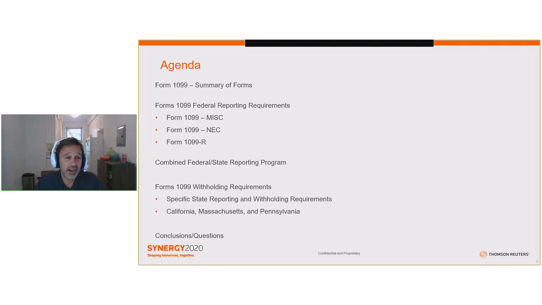So for our agenda today, we will quickly cover a variety of different 1099 forms that are available. But our focus today will be on independent contractor reporting and reporting to pensioners. We will cover that by going through the Form 1099 miscellaneous, the new Form 1099 NEC, and Form 1099R and their federal reporting requirements. From there, we will go into a summary of the combined federal and state reporting program.